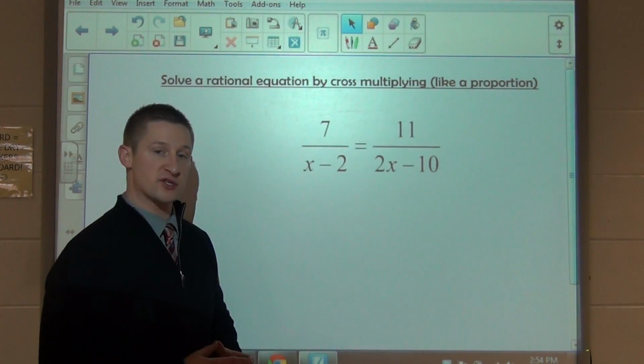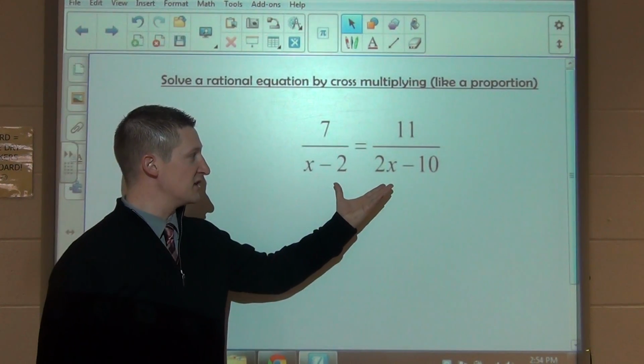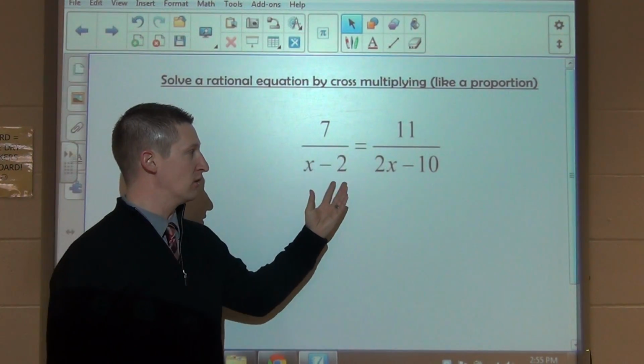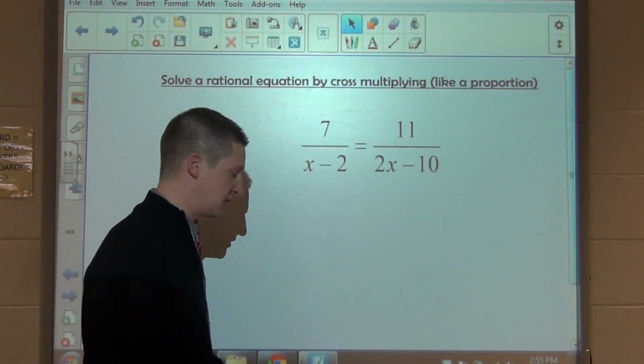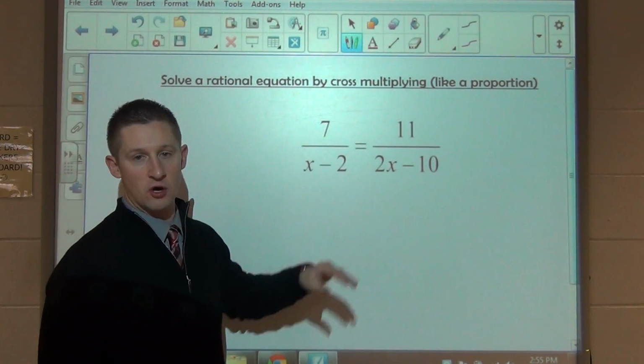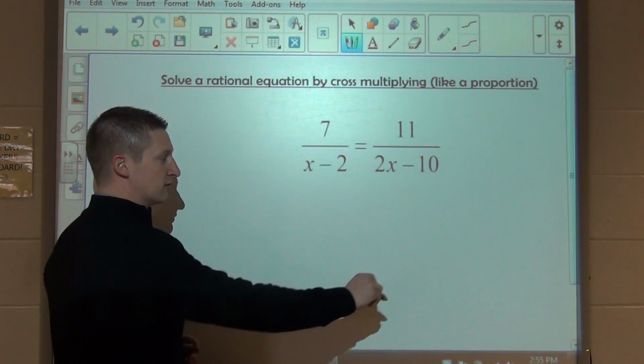Now, our first rational equation that we see here behaves like a proportion would. I have one ratio set equal to another ratio. I'm going to use a trick that you learned a long time ago with proportions in order to solve this equation. So let me give an example.